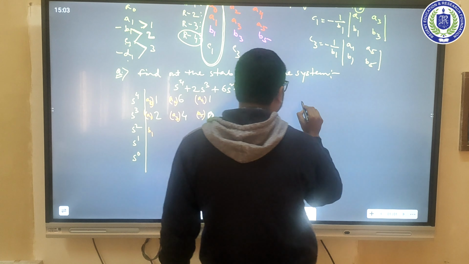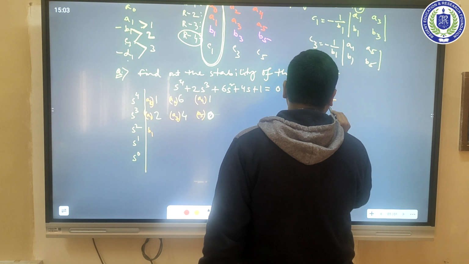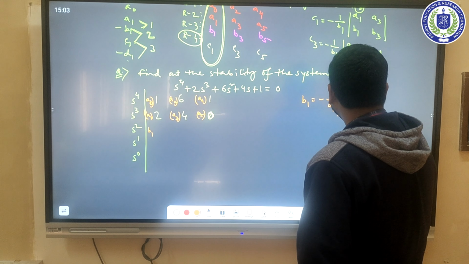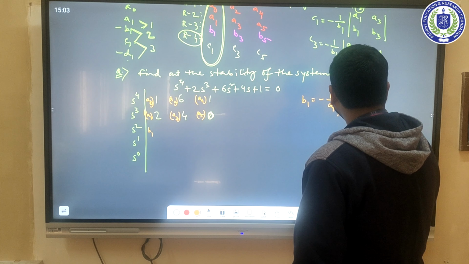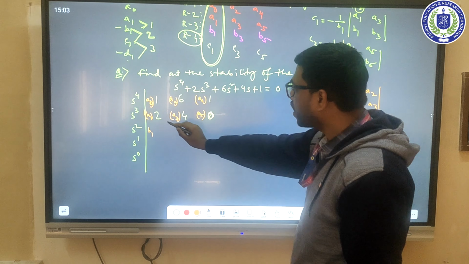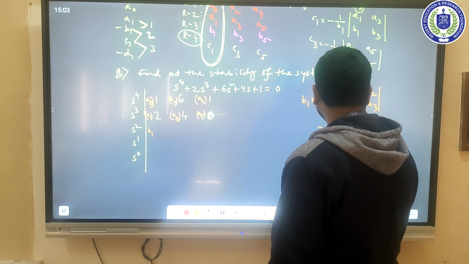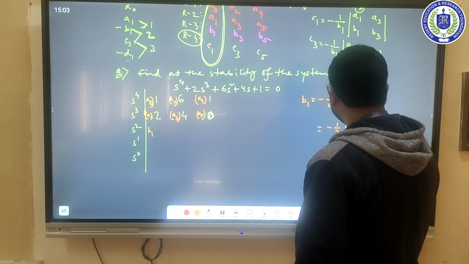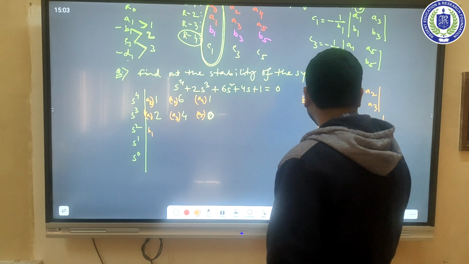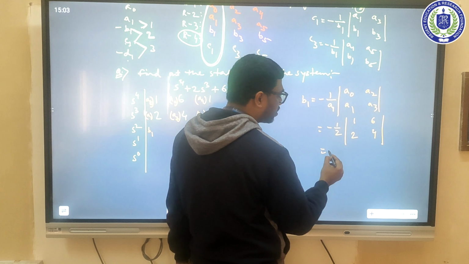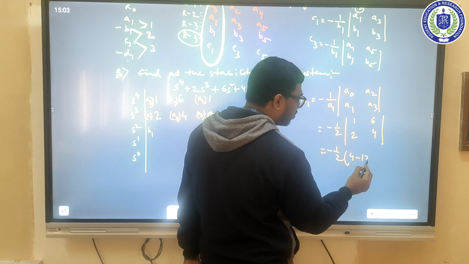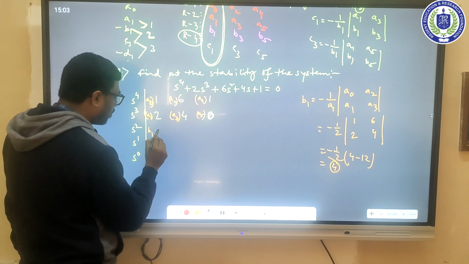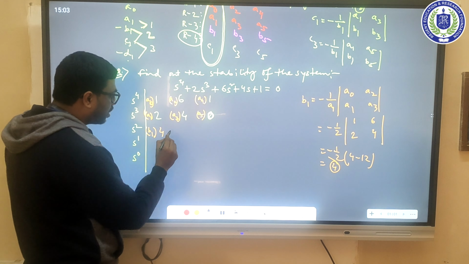Okay, so B1 is equal to what? B1 is equal to minus 1 by A1, times the determinant of A0, A1, A2, A3. Now what is A1? A1 is 2, so minus 1 by 2, with A0 is 1, A1 is 2, 6, 4. So determinant means this into this minus this into this. So it comes 4 minus 12, that is minus 8 by minus 2, so it is plus 4. So B1 comes out to be plus 4. Clear?